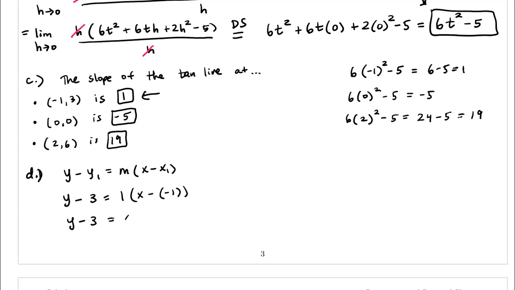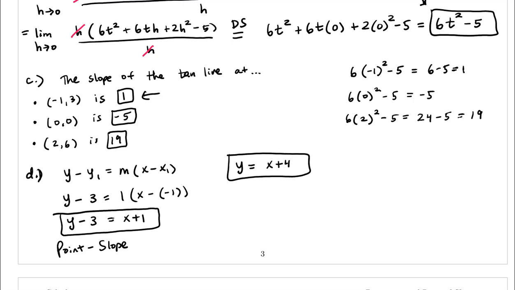That will change and simplify into x plus 1. It doesn't tell us what form. Oh, no, just kidding. It does tell us. State your answer in point-slope form and slope-intercept form. So this would be point-slope form. And then if I isolate y, that would get me y equals x plus 4. And that would be slope-intercept form. And that concludes this example.